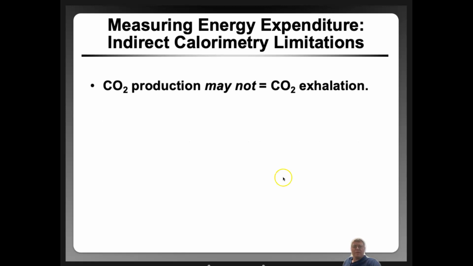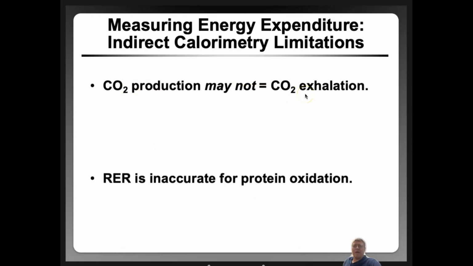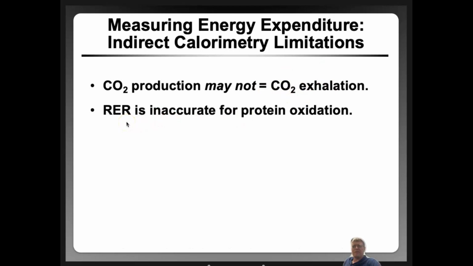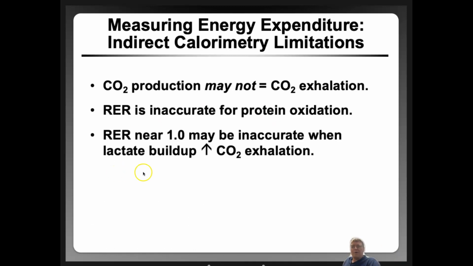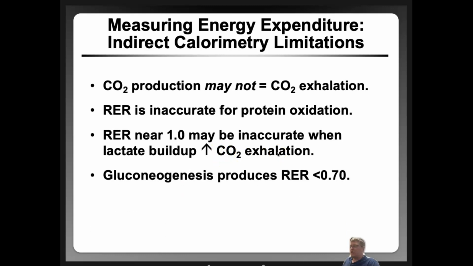I think that's a repeat: your production may not actually equal the exhalation, and we'll go into all that detail another day. RER is inaccurate for protein oxidation, because after you get past 0.7, it's pretty much not good to purposely starve somebody till they're using protein, so that's why they don't really know. Anywhere near 1 may also be inaccurate because the lactate buildup is going to increase your exhalation of carbon dioxide. So these are some of those shortcomings that might be on a quiz question. I don't have it listed as one of them, but it might be.